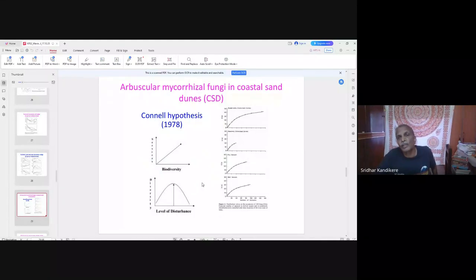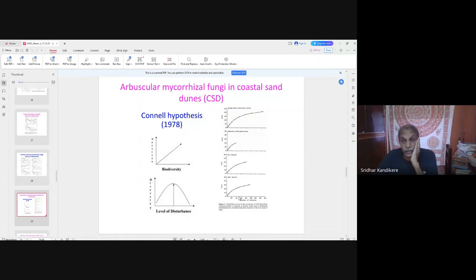Several arbuscular mycorrhizal fungi have been reported from the coastal sand dunes. What we did was we collected some of the plants of the coastal sand dunes, and we found arbuscular mycorrhizal fungi are highest in moderately disturbed dunes rather than severely disturbed dunes. Similarly, in dry season and wet season, the dry season showed more arbuscular mycorrhizal fungi compared to the wet season.